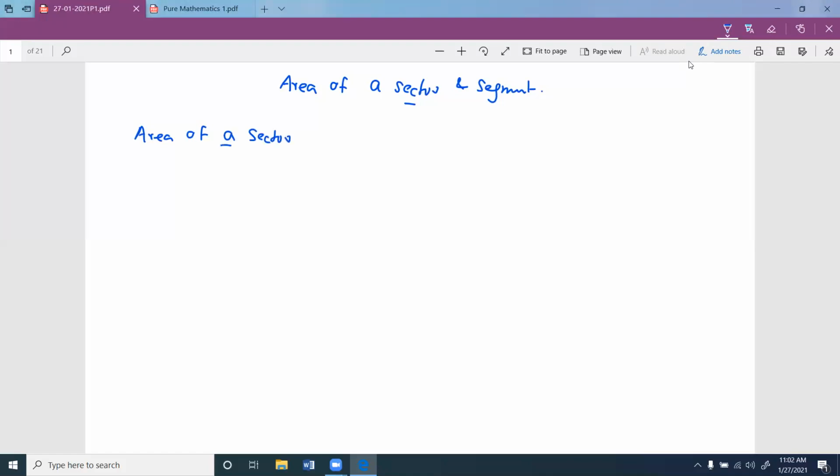When you talk about a sector, it's just somewhere over here, an arc sector, and here the radius is r and the angle is theta. So this area you can find by the formula half r squared theta.